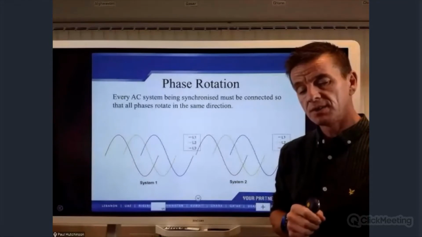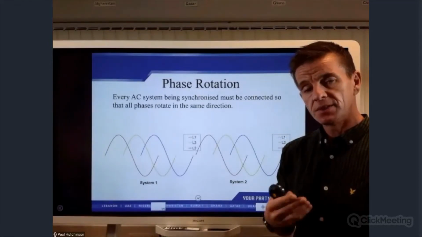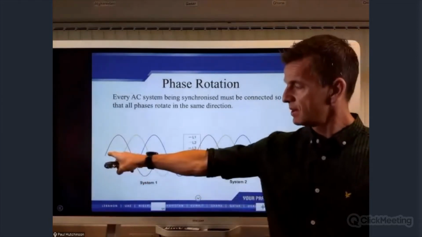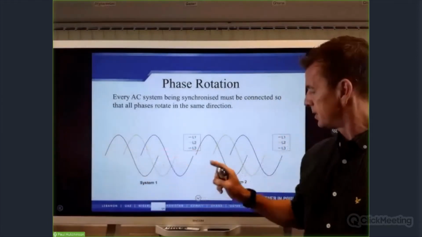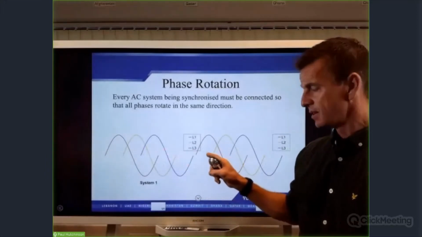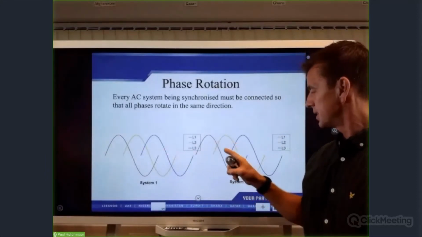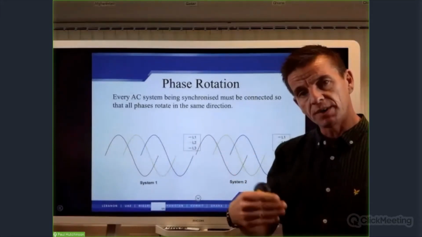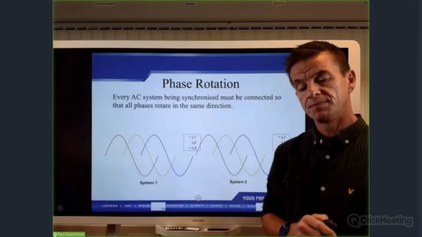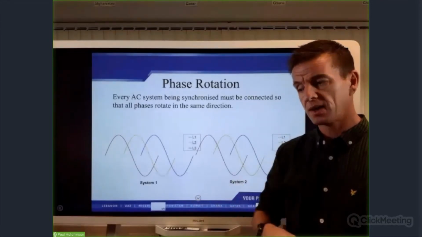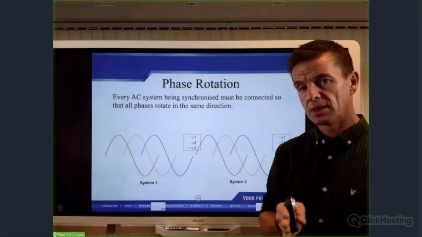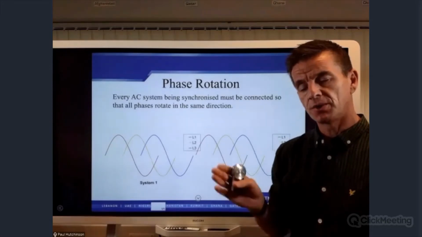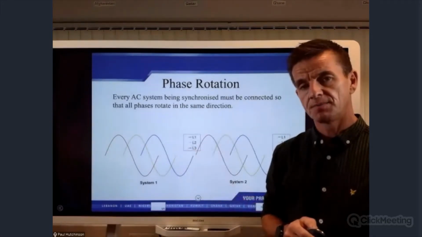Phase rotation. It is important, as we said earlier, for the phase rotation to be correct. In this case, we have our red, yellow, blue. And whatever the second system is, the phase rotation should be red, yellow, and blue. The two of them have to be the same, or L1, L2, and L3. So it's an important check to make in your pre-checks before you try to synchronize, to ensure that all of these are correct.